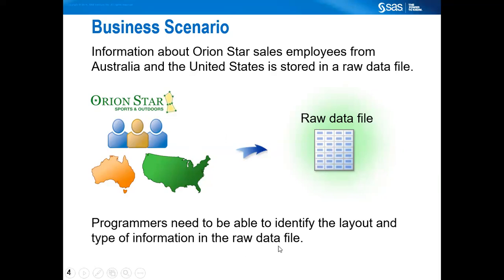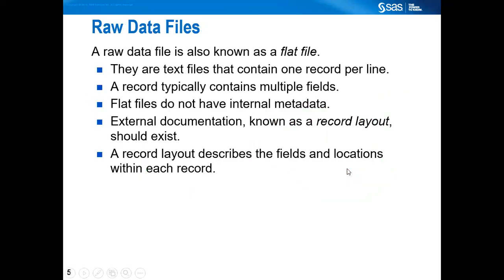So the programmers need to be able to identify the layout and the type of information in the raw file. It's telling the information of our Orion Star employees. We know they are currently from various countries like Australia and the United States, and their information is stored in a raw file.